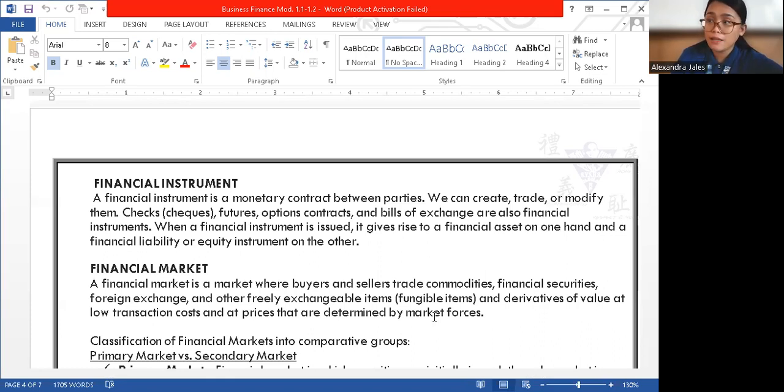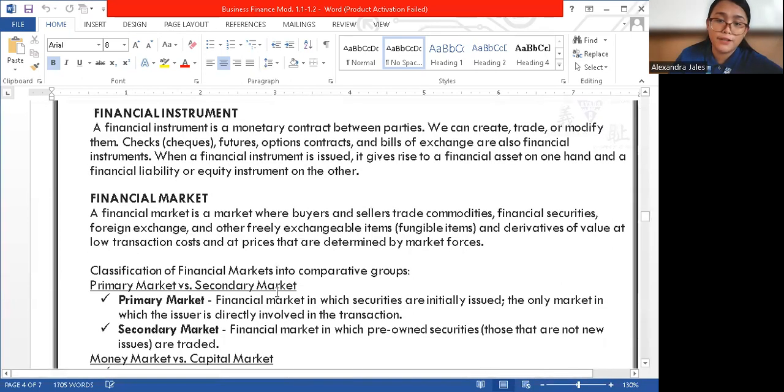Because if that stone is worth a lot of money, worth a million, but you sell it in a market which is not a financial market, then you may lose its value. It's better for you to sell and trade your commodities or goods in a financial market, a market where you have foreign exchange. And that would also give it its worth of value.